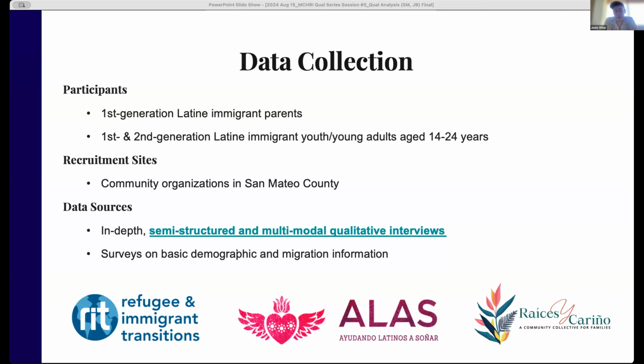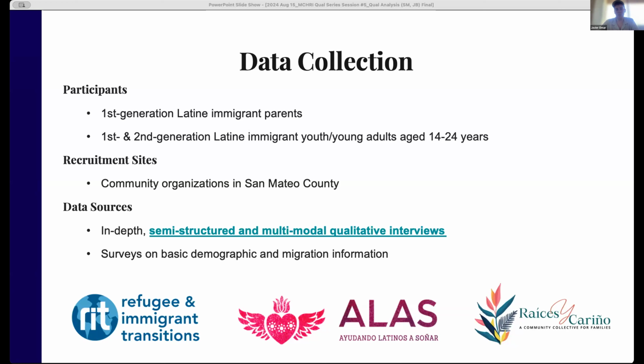In terms of the data sources, we did in-depth, semi-structured, and multimodal qualitative interviews. The multimodal aspect of it is that throughout the interview process, we allowed folks to draw when it felt like that would be helpful for them to process their story, because we wanted to ensure that we gave folks as many opportunities as possible to share their stories in the most authentic way to themselves.